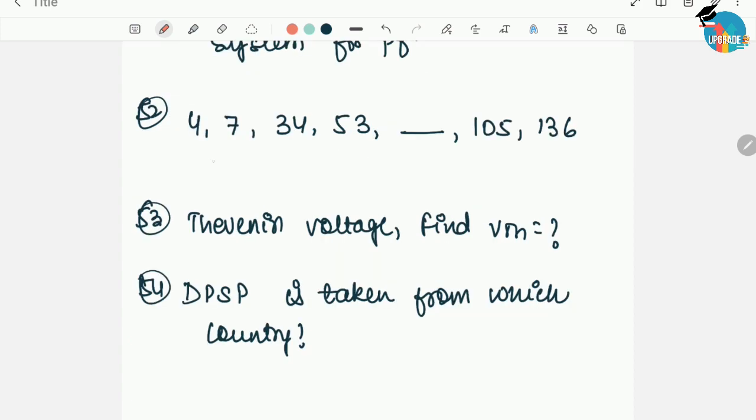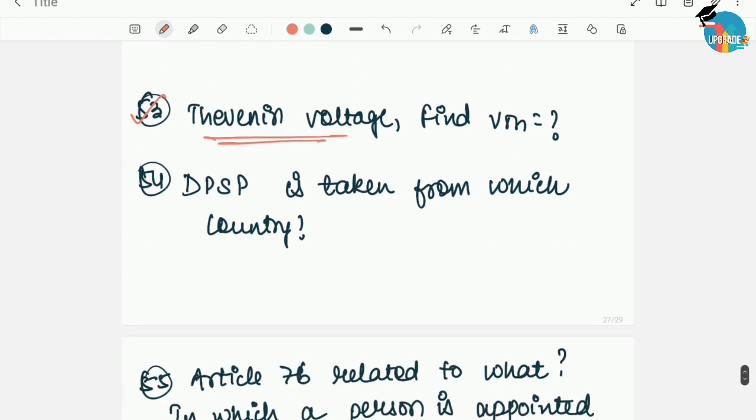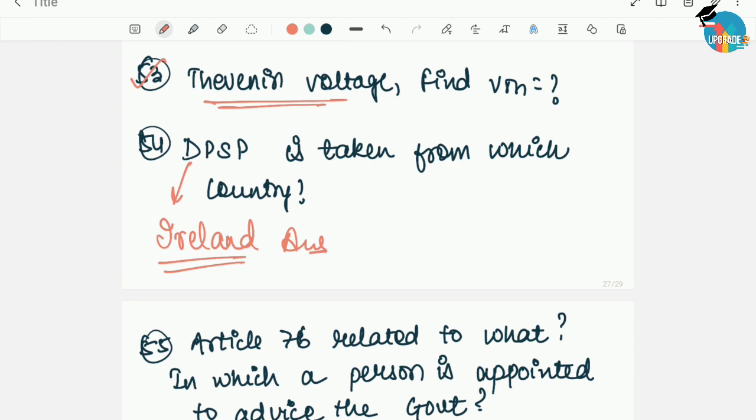Moving on to the next question, a number series was asked as 4, 7, 34, 53, 105 and 136. So this was asked. Next is a Thevenin voltage question. We have to find the VTH of the circuit. Next was a DPSP, Directive Principles of the State Policy. It is taken from which country? So it is taken from Ireland. So the correct answer is the Directive Principles of the State Policy are taken from the country Ireland.